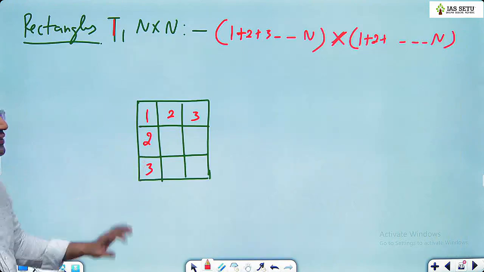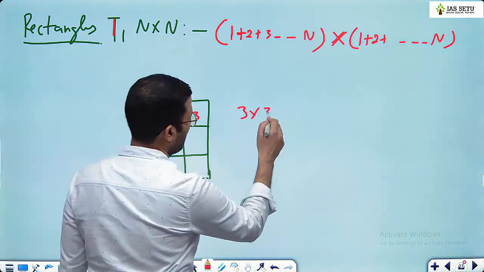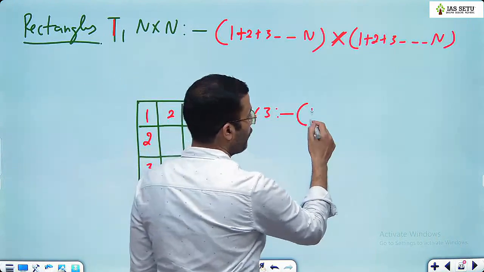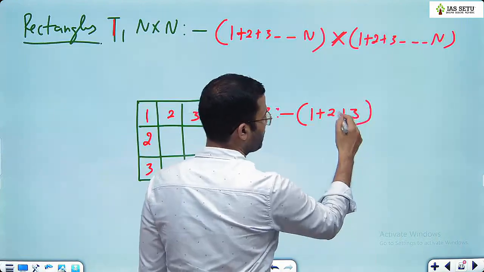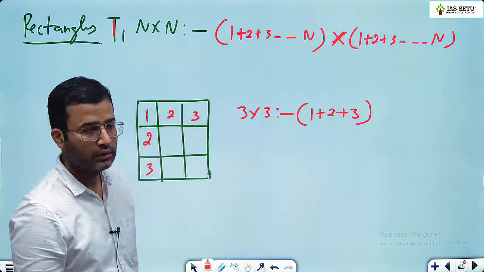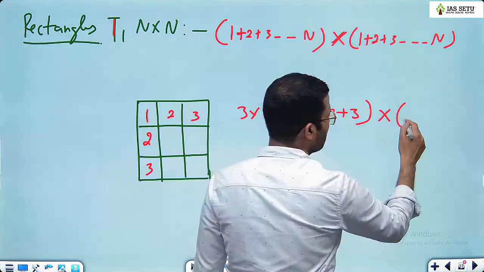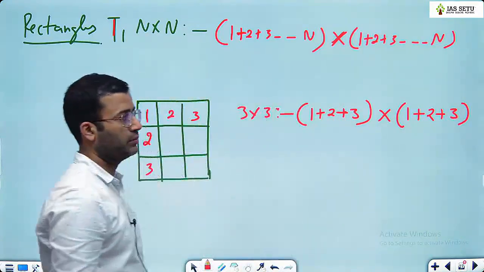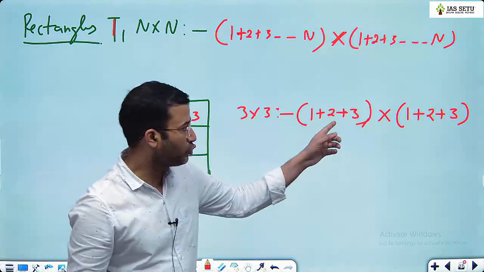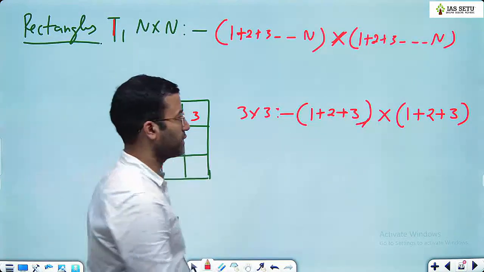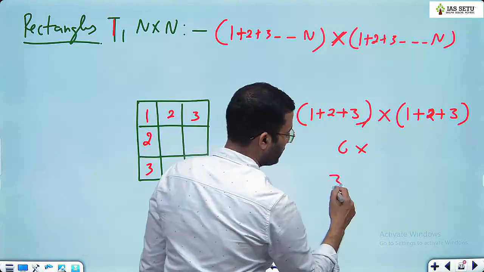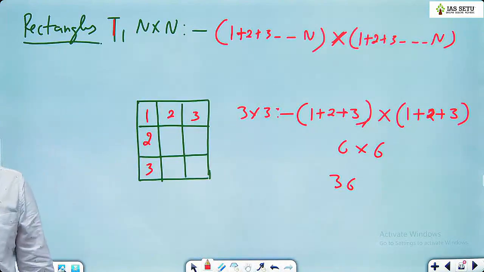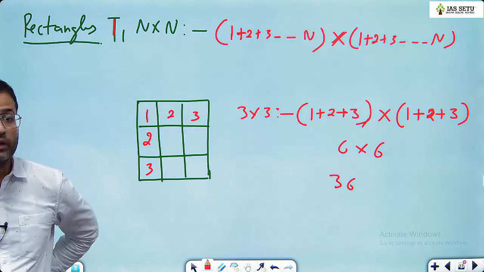Like this figure is 3 by 3. Bracket start 1 plus 2 plus 3, into second bracket start 1 plus 2 plus 3. 1 plus 2 is 3, 3 plus 3 is 6, 6 into 6 is 36. In this given figure, there are 36 rectangles.